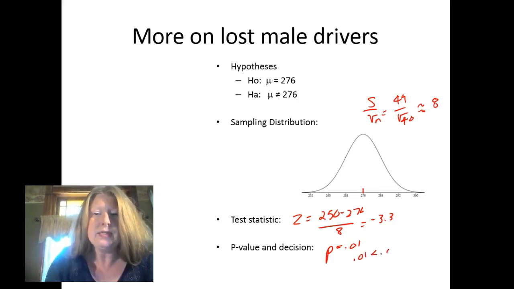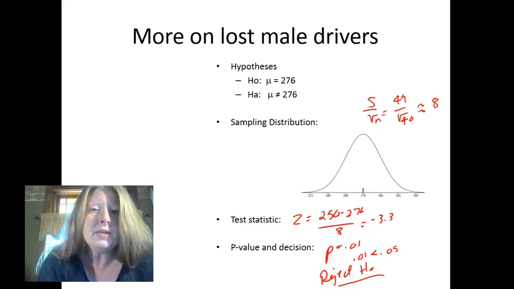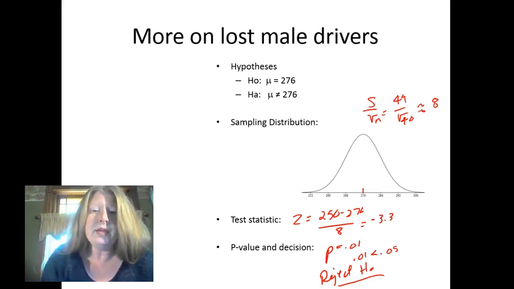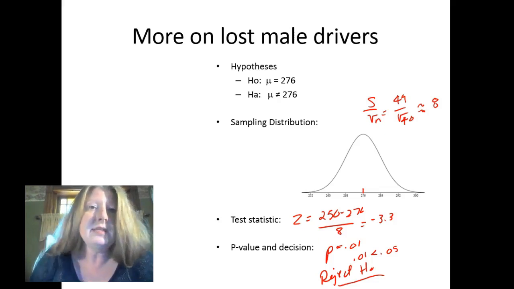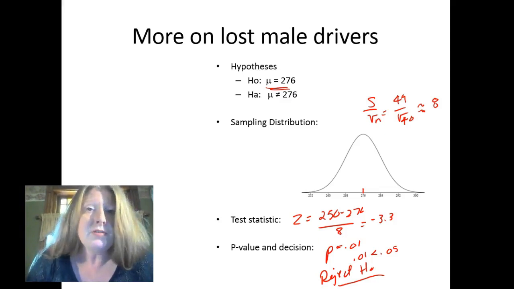0.01 is less than 0.05, so we are going to reject the null hypothesis. We have evidence within our sample that the population mean is something different from 276. Again, this could be true, it could not be, we can't say for sure. We're saying we have evidence in our sample that something different is going on, evidence against that initial claim. So you have evidence that maybe this is not the true population mean. Well, what might the true population mean be? How might we estimate that?